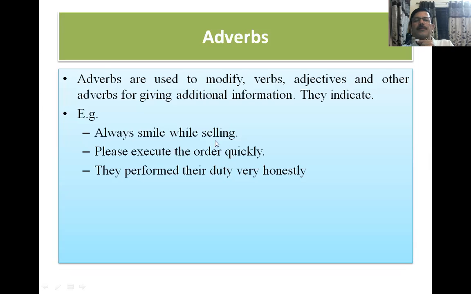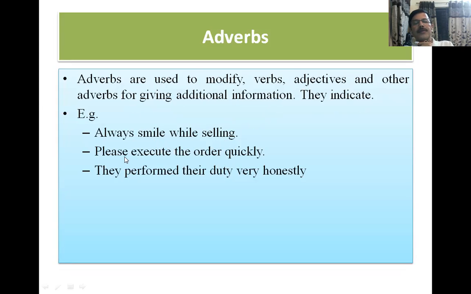The next part of speech is adverb. Adverbs are used to modify verbs, adjectives, and other adverbs for giving additional information. For example, always smile while selling. Selling is a verb, and which describes this verb selling is nothing but smile. While you are selling, you can smile. So that is called adverb.